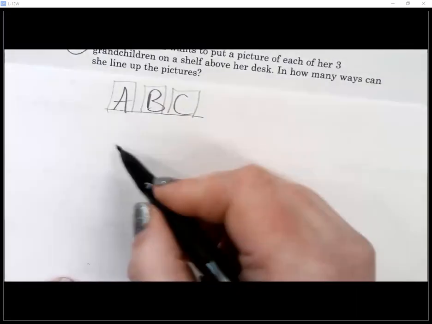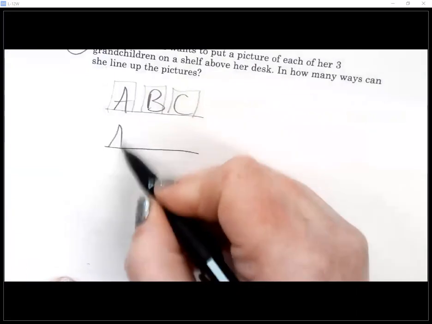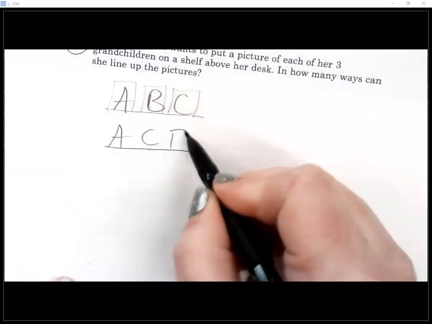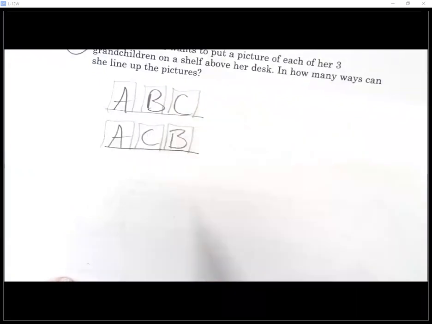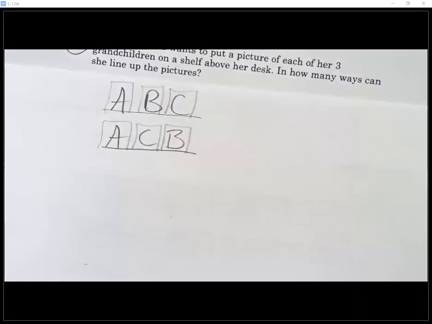Correct. So she could have A and then switch C and B with each other. Are there any other options that have grandchild A coming first? No, that's all of them. But now, let's say we don't have grandchild A in the first spot. Go ahead and see if you can draw out all the combinations, but be smart about it. You don't want to just randomly guess. You want some sort of method so you make sure you find all of them.